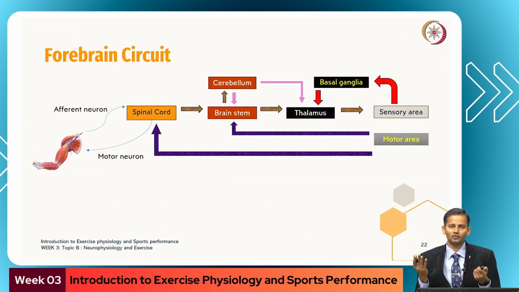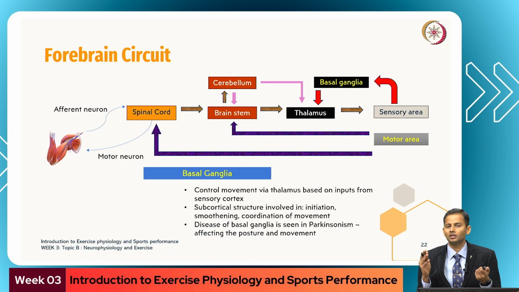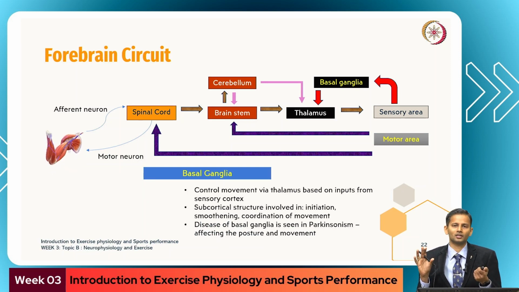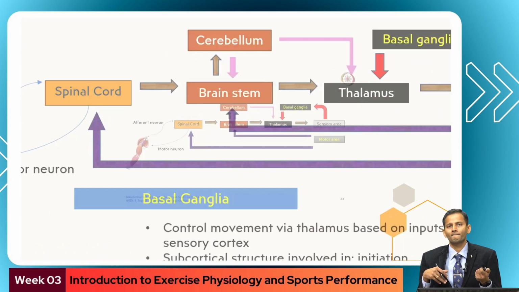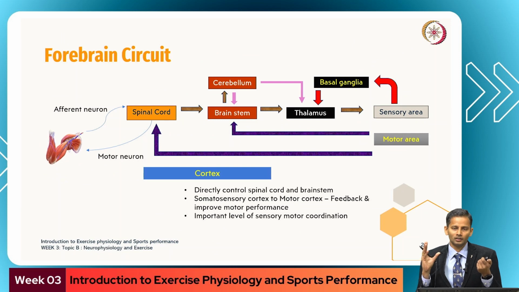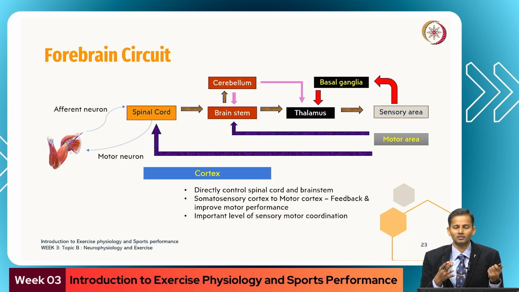The next part of the forebrain circuit is the basal ganglia. The basal ganglia is a subcortical structure which is again responsible for the posture and movement. Disease of the basal ganglia is commonly implicated in Parkinson's disease, which affects the posture and movement. At the level of the cortex, you have the direct control of the spinal cord through the descending pathways as mentioned here, as well as control via the brainstem.